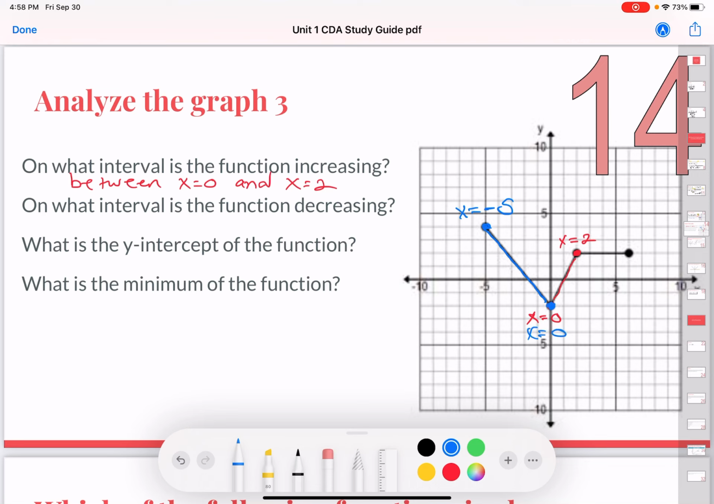So the answer to where it's decreasing is now between x equals -5 and x equals 0. You're always going to write it from left to right as well. So -5 is less than 0, so that is going to come before. This comes before this in the sentence.